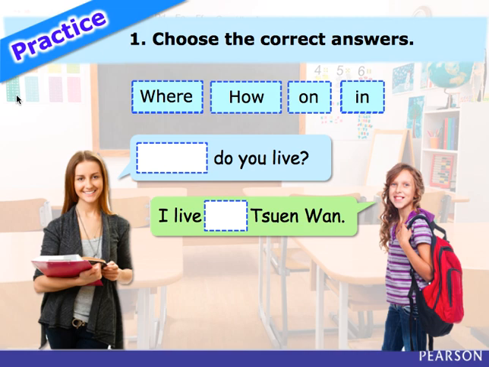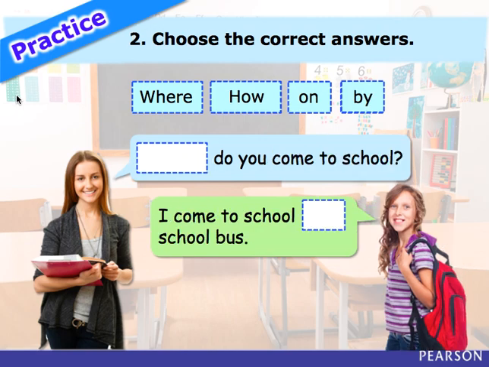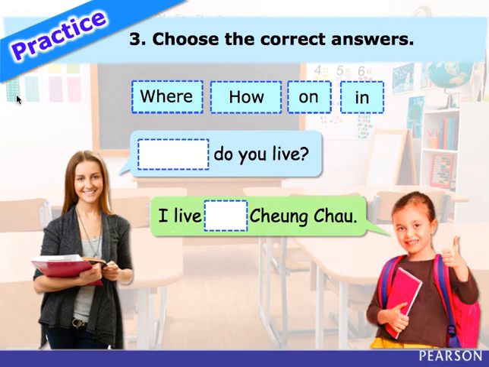Let's check the answer. Where do you live? I live in Tsuen Wan. Question 2. How do you come to school? I come to school by school bus.